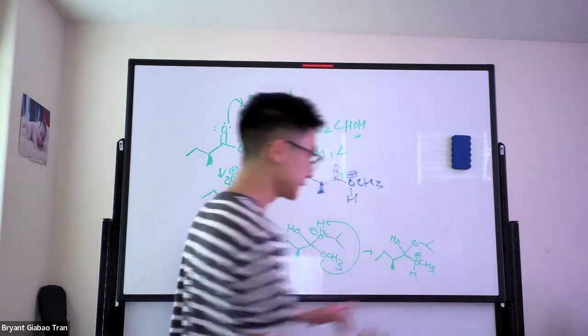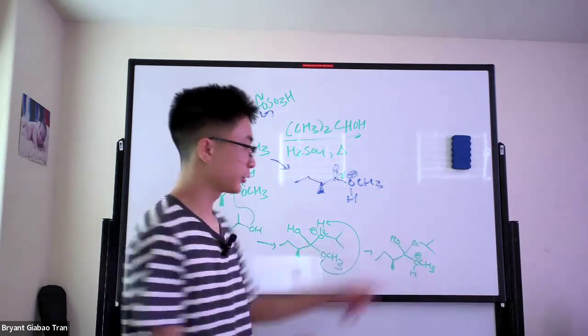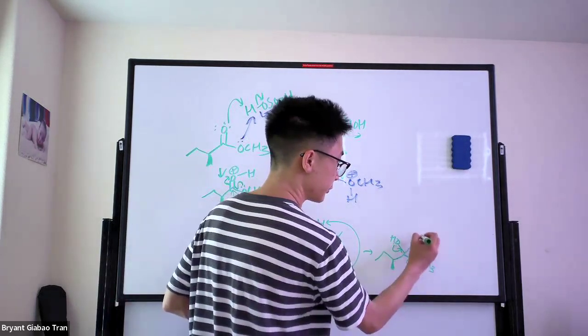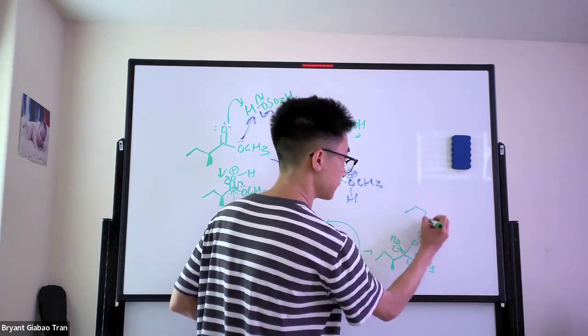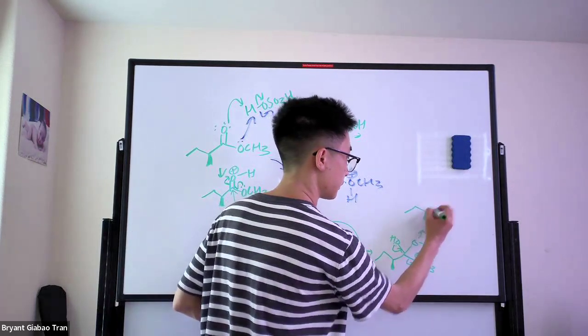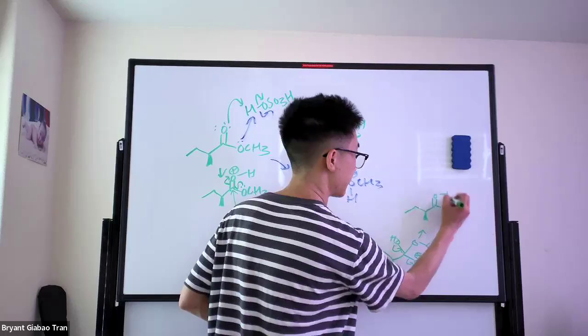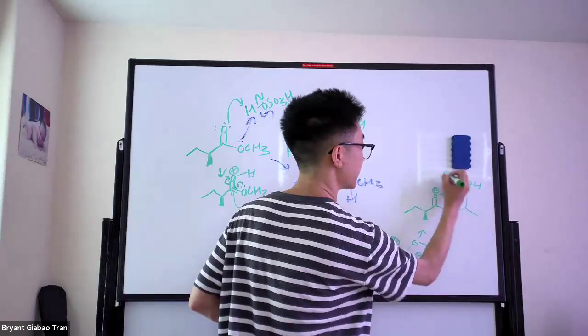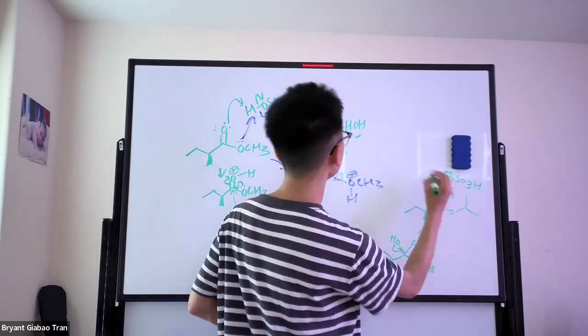Right. This is now a good leaving group. This is a bad leaving group. We could reform that carbonyl and kick out that good leaving group to get this structure here. And what's the last step here in the mechanism? Deprotonate the carbonyl oxygen. Yep, to make it neutral.